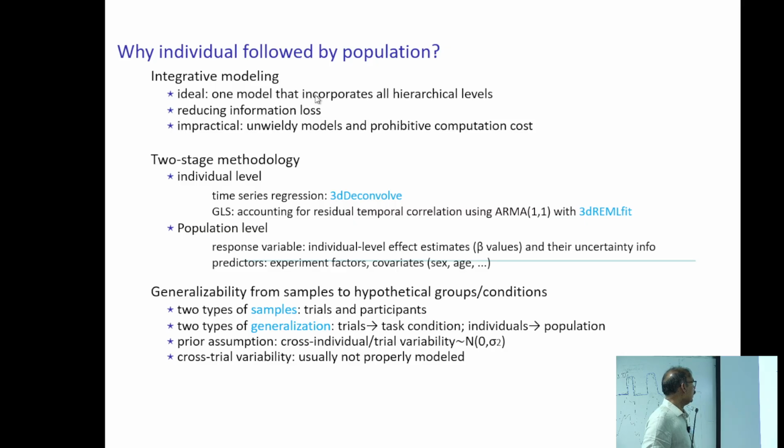So with integrative modeling, the ideal scenario would be that if there was one model that could incorporate all the hierarchical levels, and that there would be very little information loss, right?